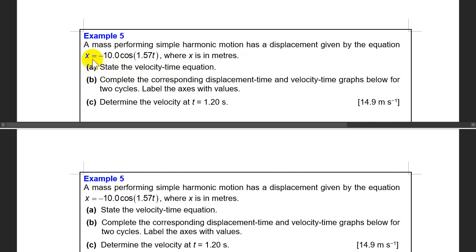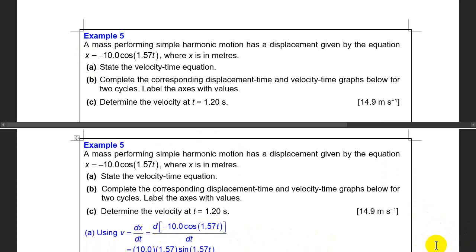Okay, from the x-t equation, how do you find the velocity? Actually, you have to differentiate this graph. Velocity is dx/dt. So this is what we're going to do: we're going to differentiate the x.